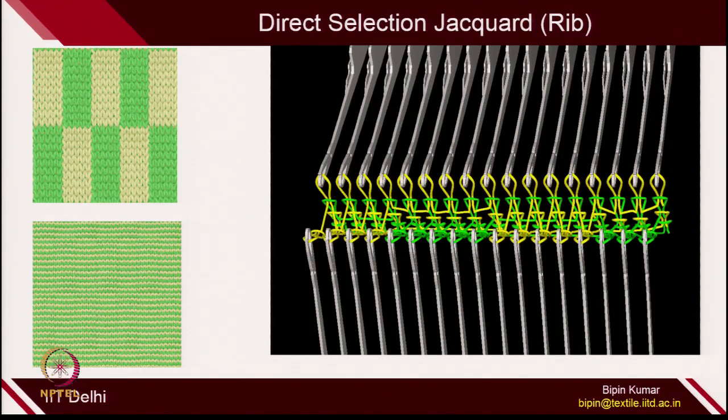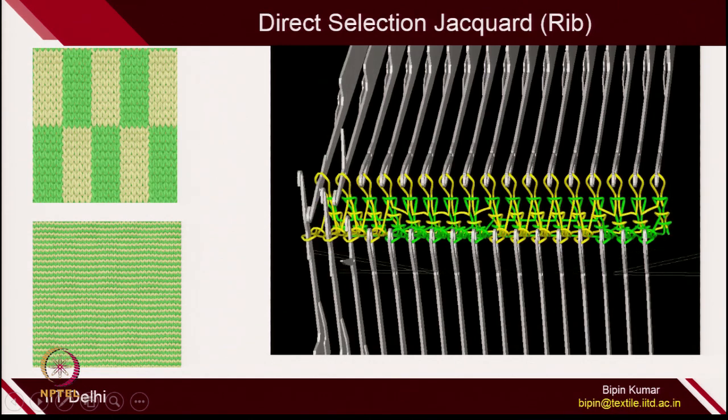Let us see the animation of direct selection Jacquard, and then we will finish this particular lecture. So on one side the yarns will be visible in the form of loops, and on the other side you are actually making all loops hide. So how do we do that? You can see on one side you have yellow loops, then green loops, yellow loops and green loops, and the other side it is hidden in the form of rib. So you are creating a rib architecture to hide the yarns. So let me show you.